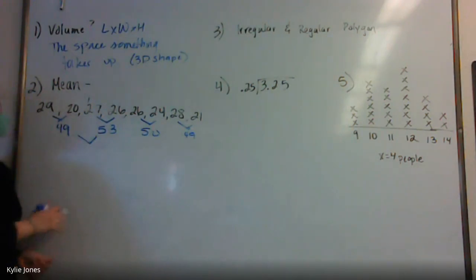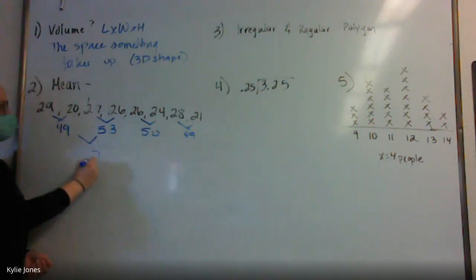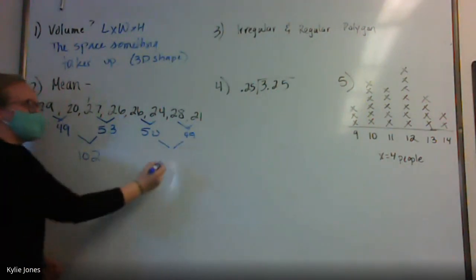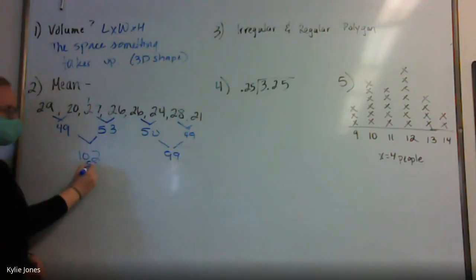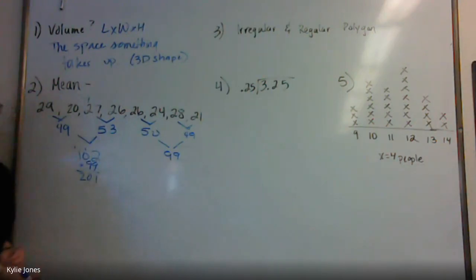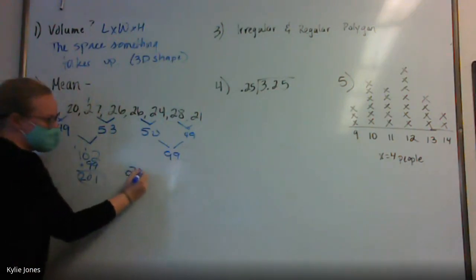49 plus 53? 102. Good. 50 plus 49 is 99. Good. And when you add those last two? That equals 201. But we're not done. Why do we have to divide? I found my answer, didn't I? No. Yeah, you have to divide all the numbers. Good. We're not done. If you get to a 1, you're halfway there. We still have to divide.